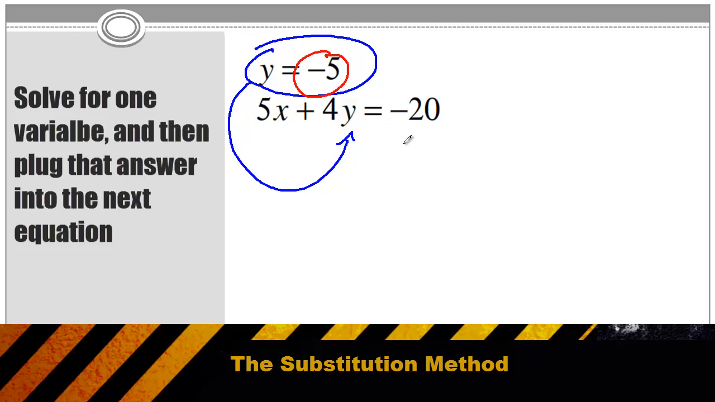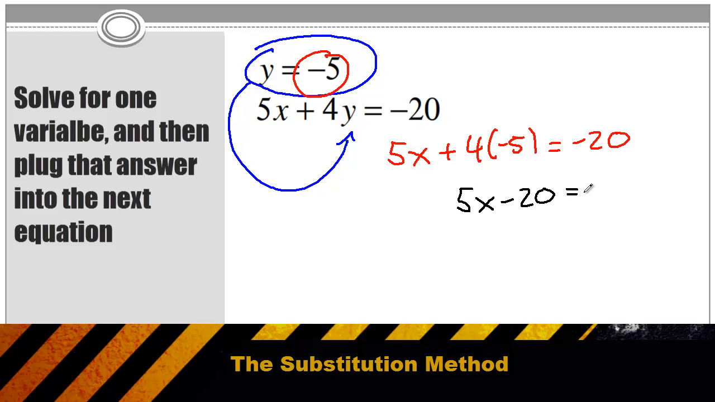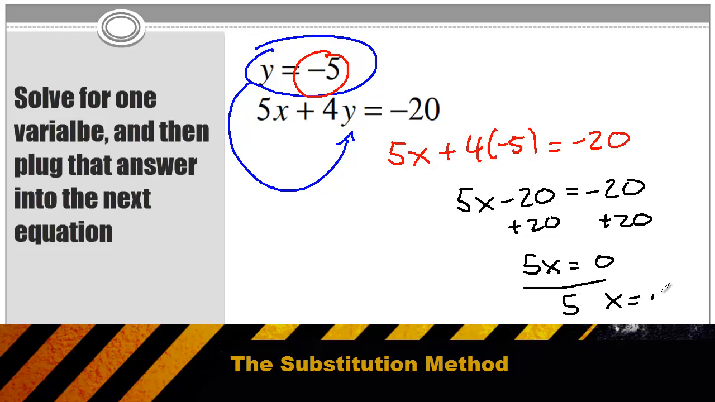So I can rewrite my second equation as 5x plus 4 times -5 is equal to -20, or 5x minus 20 is equal to -20. I can then add 20 to both sides, and I get 5x is equal to 0. Divide everything by 5, and I get x is equal to 0. And that's it. X is 0 and y is -5.